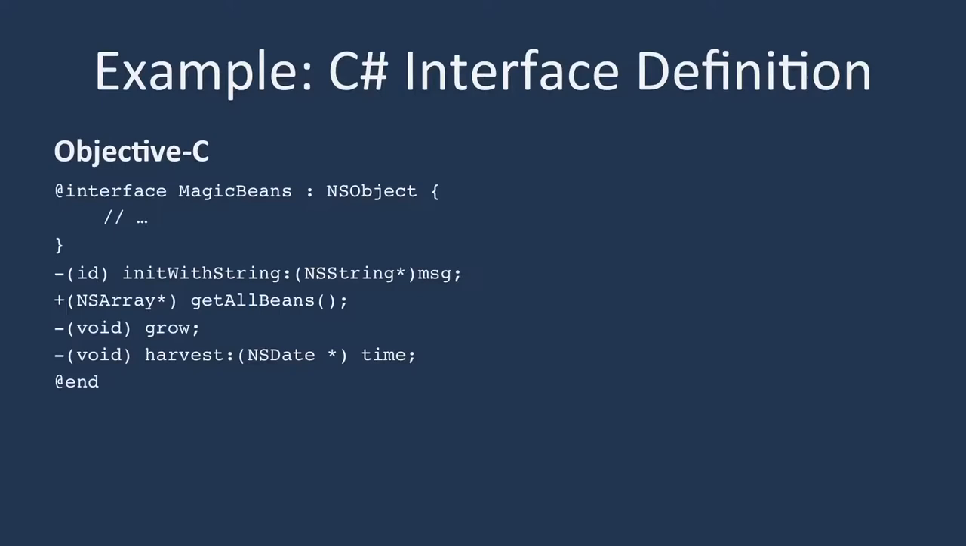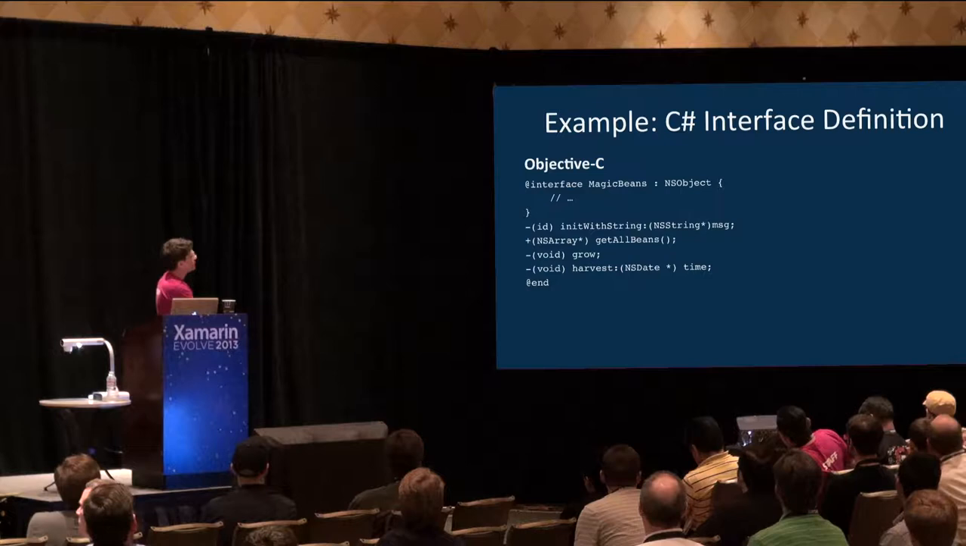So that's the definition. So let's take a look at what a C-sharp definition generated by Objective Sharpie would be. Oh, there's a bug there. Let me fix that bug right away.